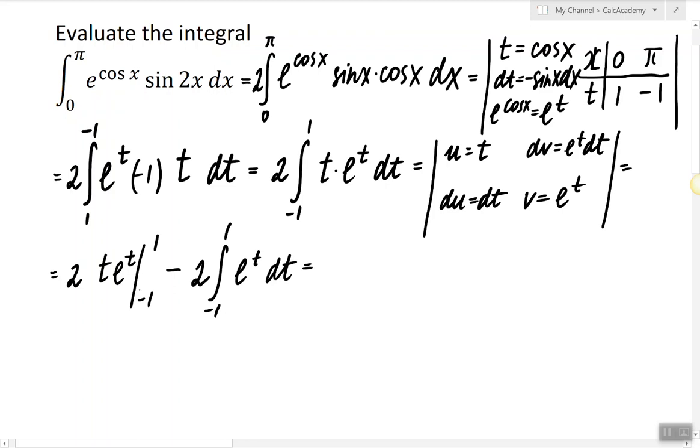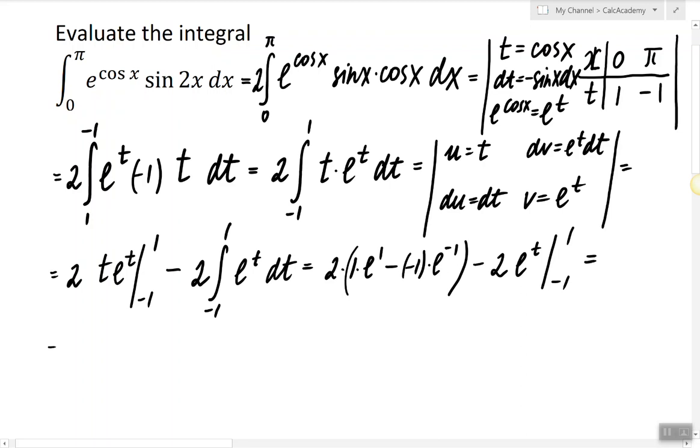Now we can evaluate t e to the t at 1 and -1, so we have 2 times 1 times e to the 1 minus -1 times e to the -1, minus, and now, well, first we have to find the antiderivative of e to the t, which is e to the t, and then we evaluate it from -1 to 1.